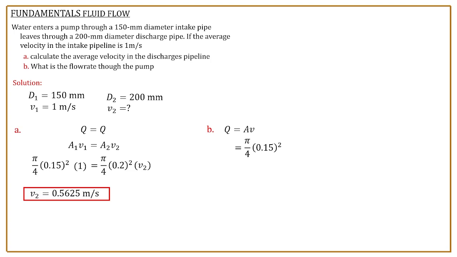That is pi over 4 times 0.15 squared times 1 we'll get. So, I'll give you 30 seconds lang siguro to. 20 na lang. Sige, 20 seconds.